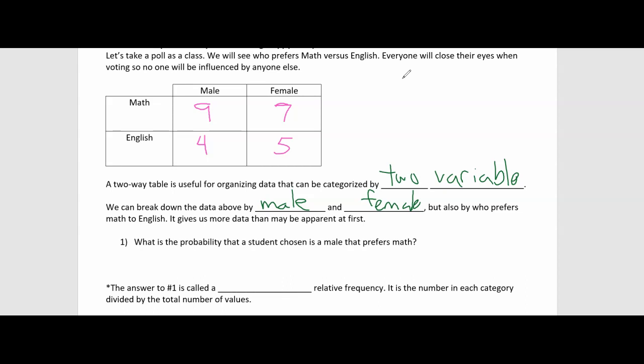So the first question is, what is the probability that a student chosen is a male that prefers math? Based off this table, if you walked into the classroom and there were all of these students sitting down, and you just randomly chose one, what would the probability be that that student was a male who prefers math? Well, pause the video and see if you can figure that out.